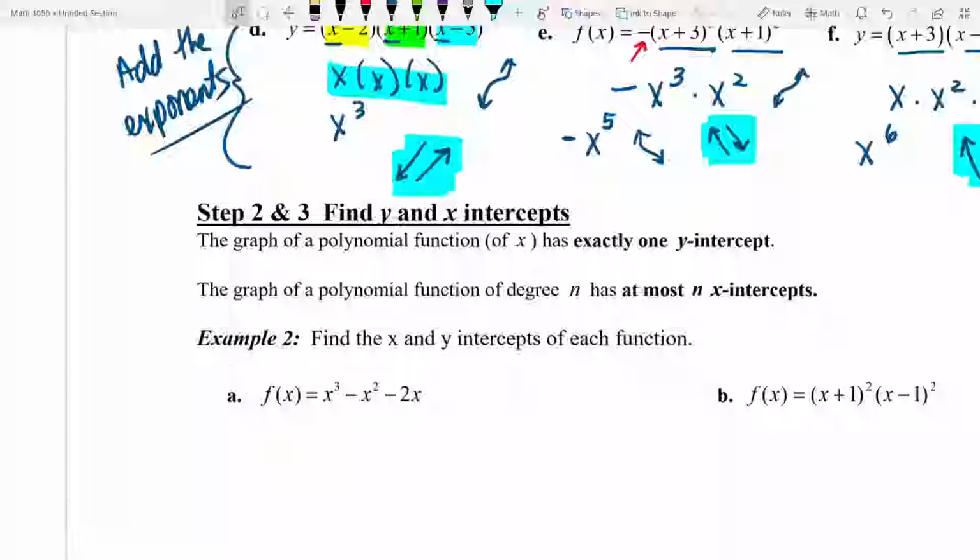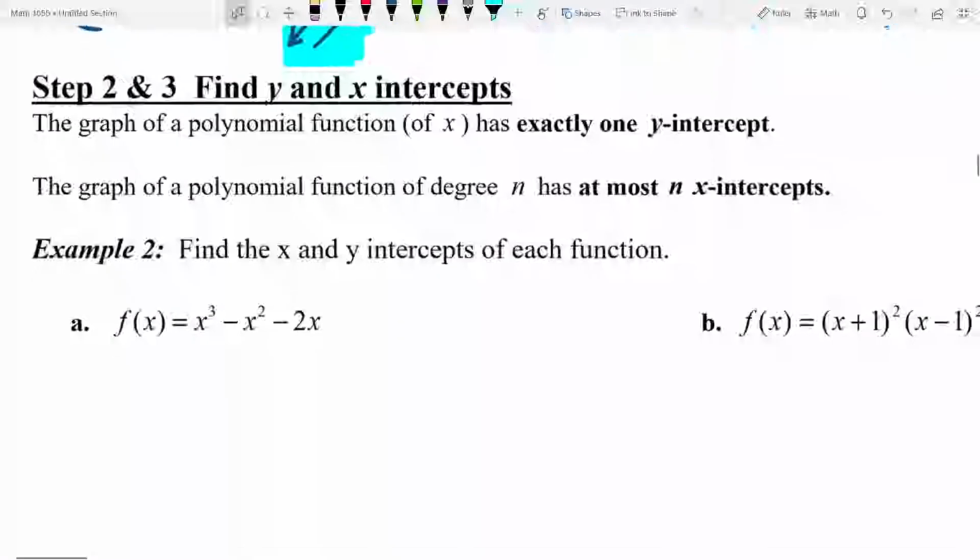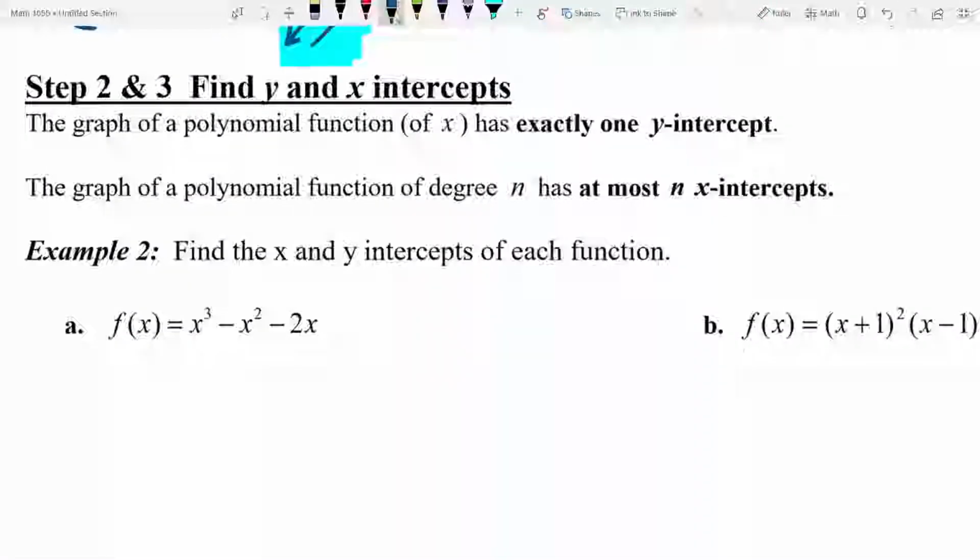So we've talked about this. You guys, Weber State's kind of been throwing in some funky stuff on this section that I haven't seen before. So look right here. Can a polynomial function have more than one y-intercept? Tell me that. No, because then it's not a function. So the graph of a polynomial has exactly one y-intercept. Okay.